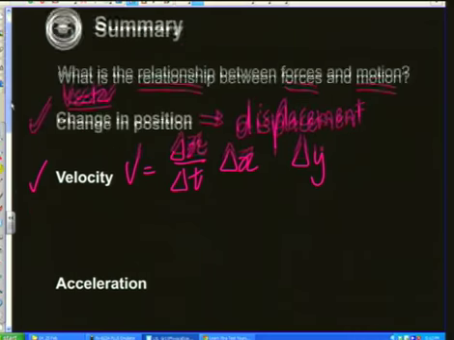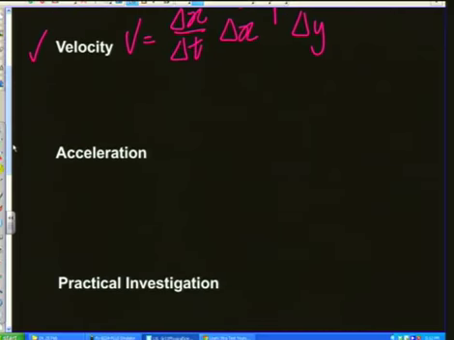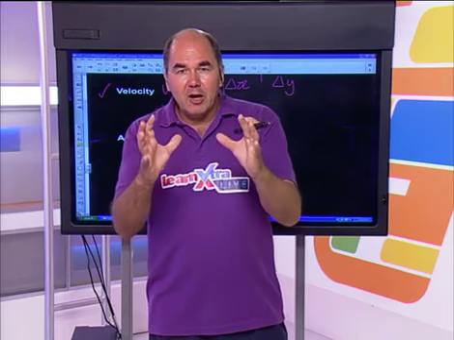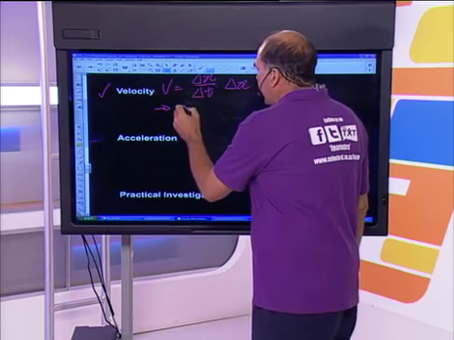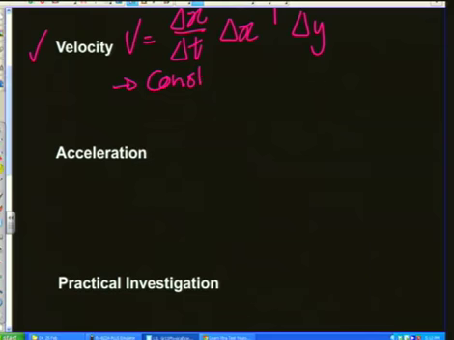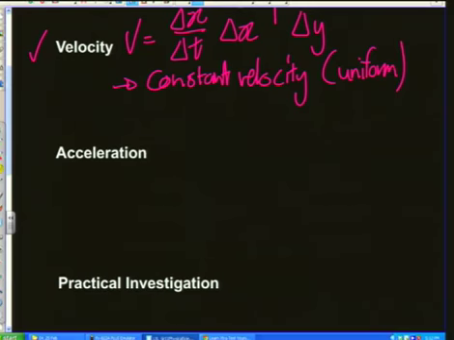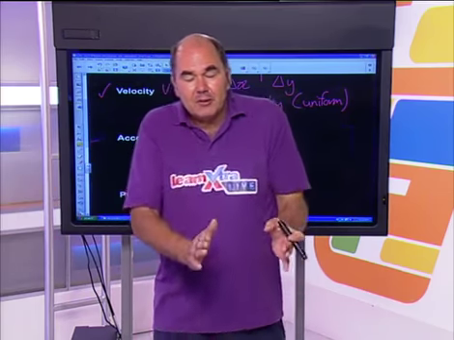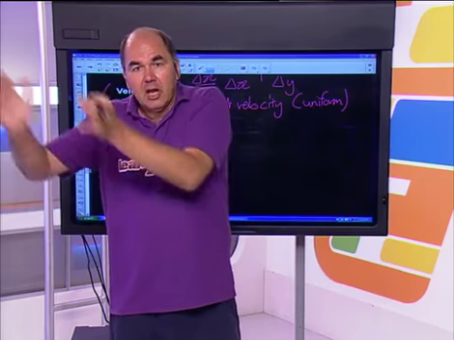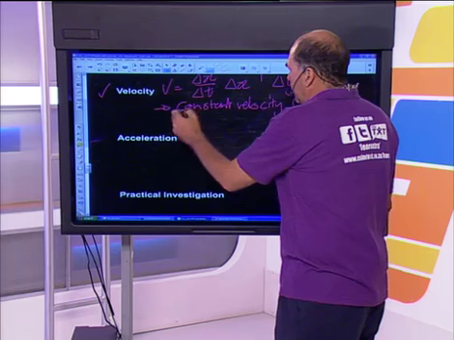Now, there was one other thing I wanted to say. There are different types of velocity. Velocity we need to understand. You can get constant velocity, and they sometimes call it uniform motion. Uniform, it's all the same. I'm doing the same thing in the same time every time interval. I'm covering the same change in position every time. So uniform motion, constant velocity.